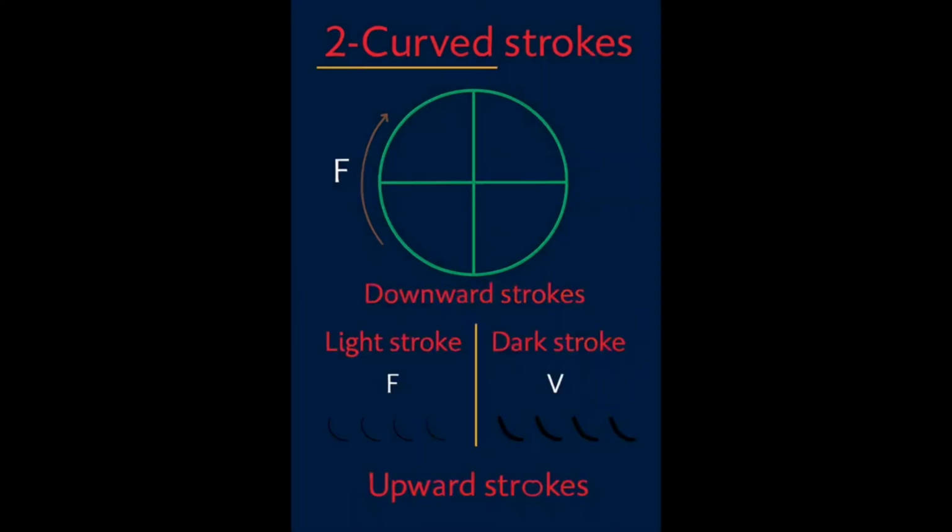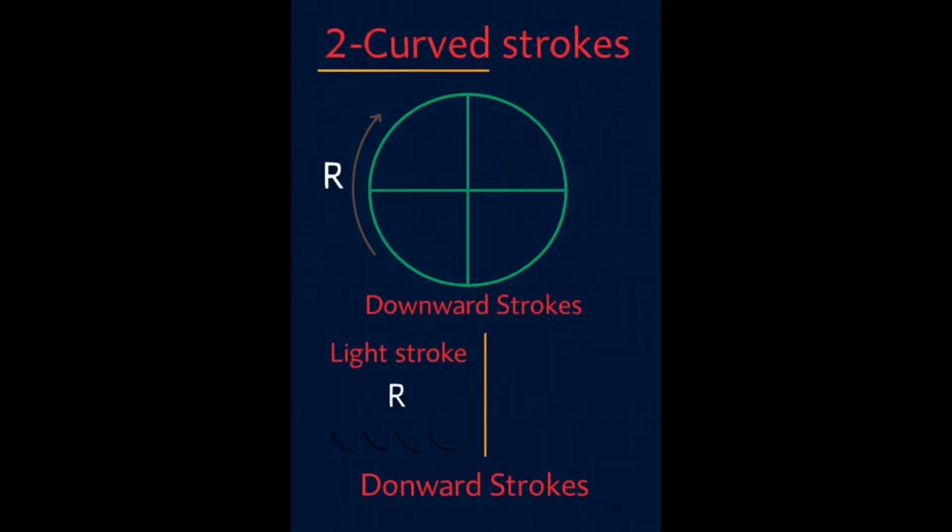Stroke F is light and stroke V is dark. Both are downward strokes starting from midline to baseline. There are two R strokes. Upward are at 30-degree angle already studied, and downward are light drawn downward.